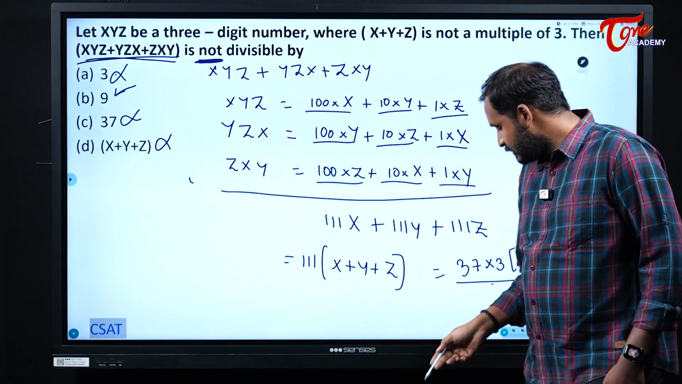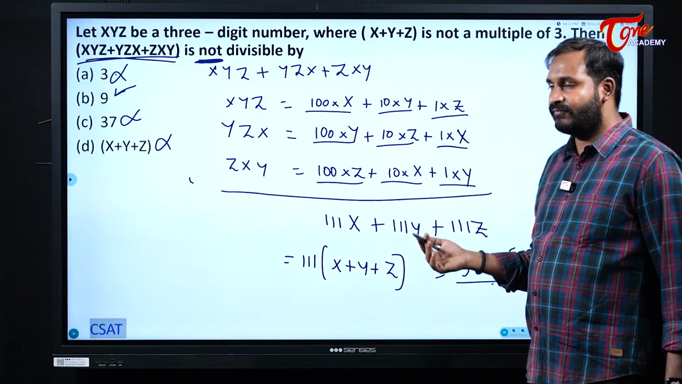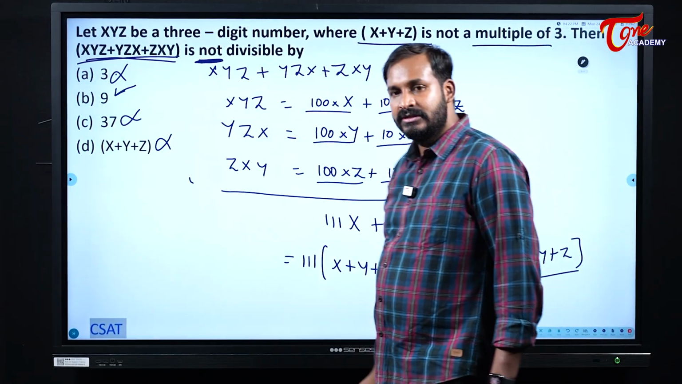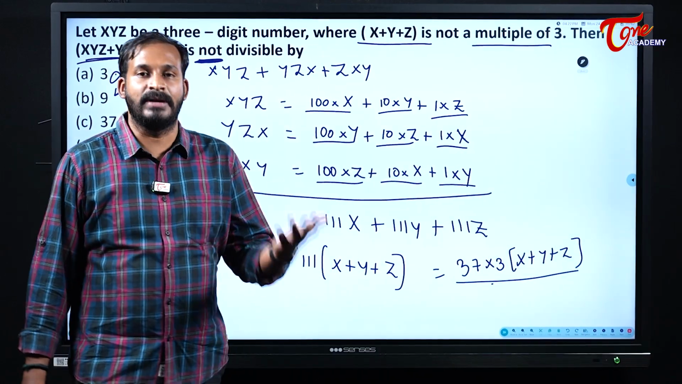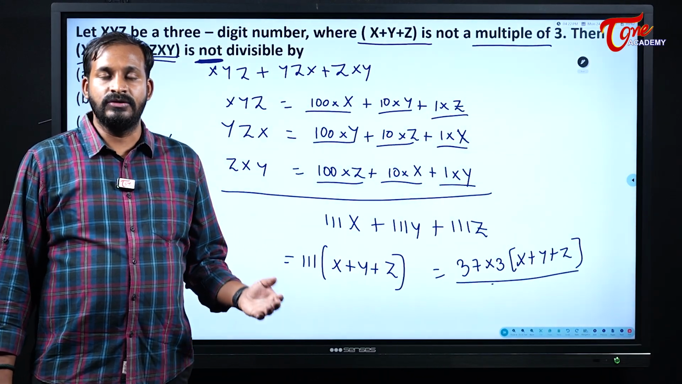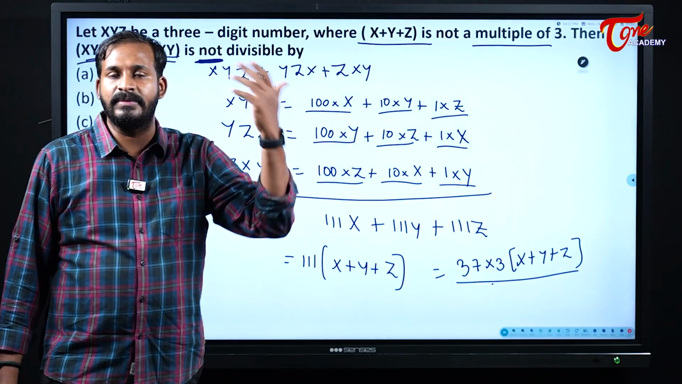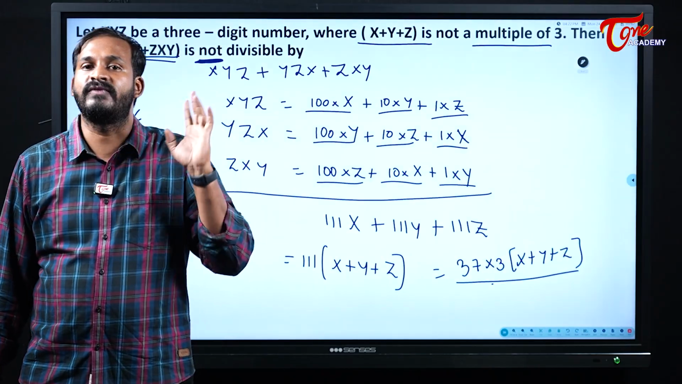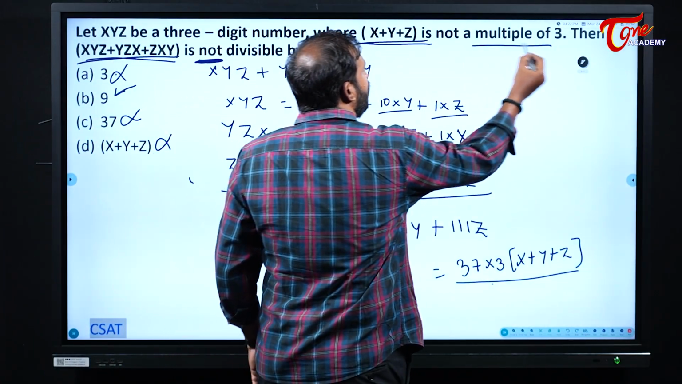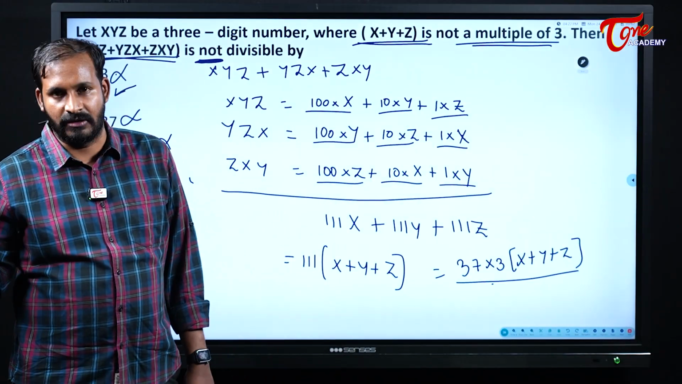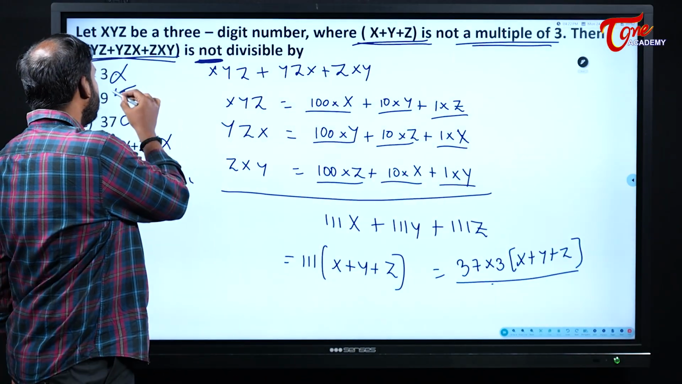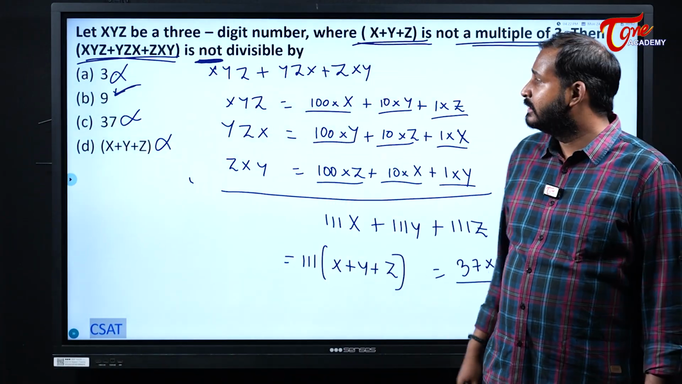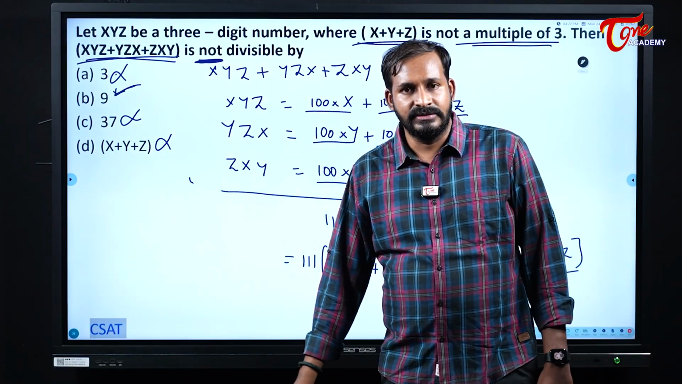You may have one doubt, sir, already 3 is there. If this sum is a multiple of 3, it would not be the answer. See, x plus y plus z is not a multiple of 3, so obviously x plus y plus z will not be a multiple of 9 also. Understood? If it is not a multiple of 3, how can it become a multiple of 9? Not at all possible, because 3 is a factor of 9. From that we can say our answer is 9, or else we can say directly that 3 numbers are divisible by the given numbers. So 1 is not divisible, that is 9.